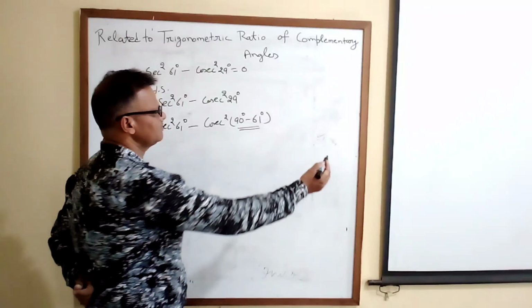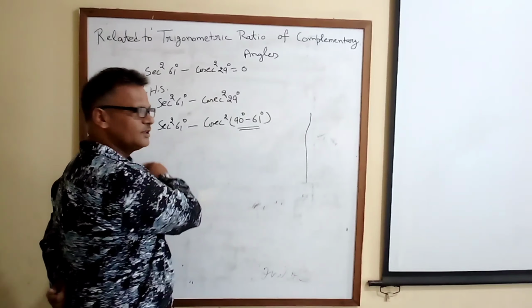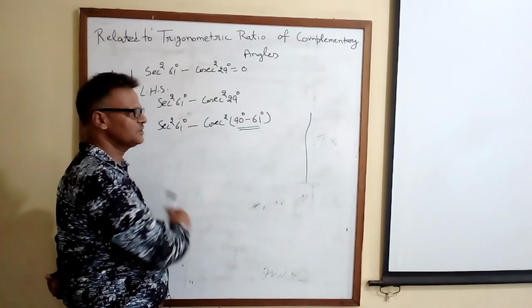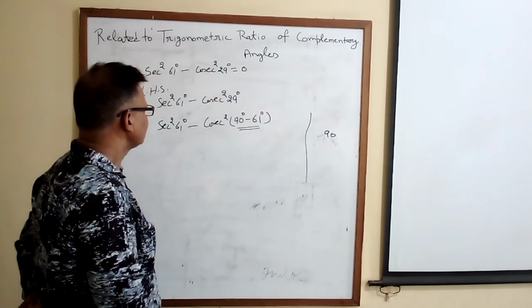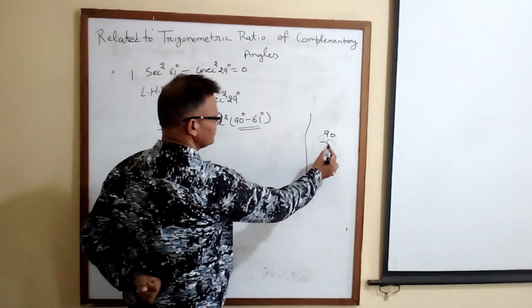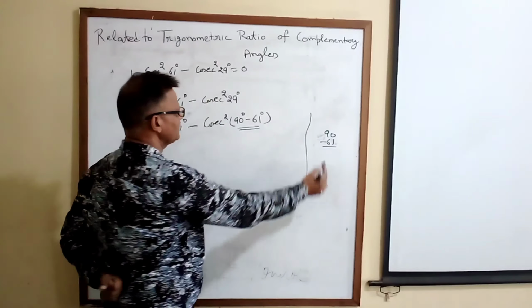We can also understand that in the rough work. Which value is written here? That is 61. The same value we put here, 90 minus 61, and we get 29. The same.